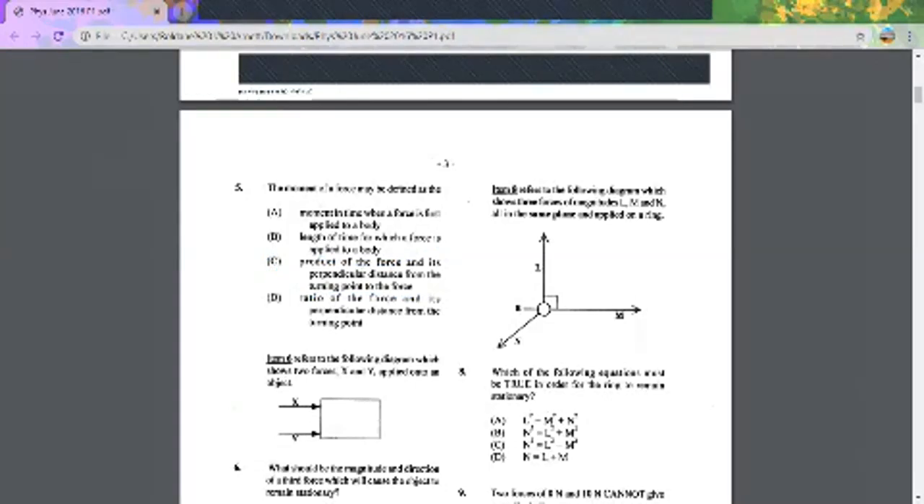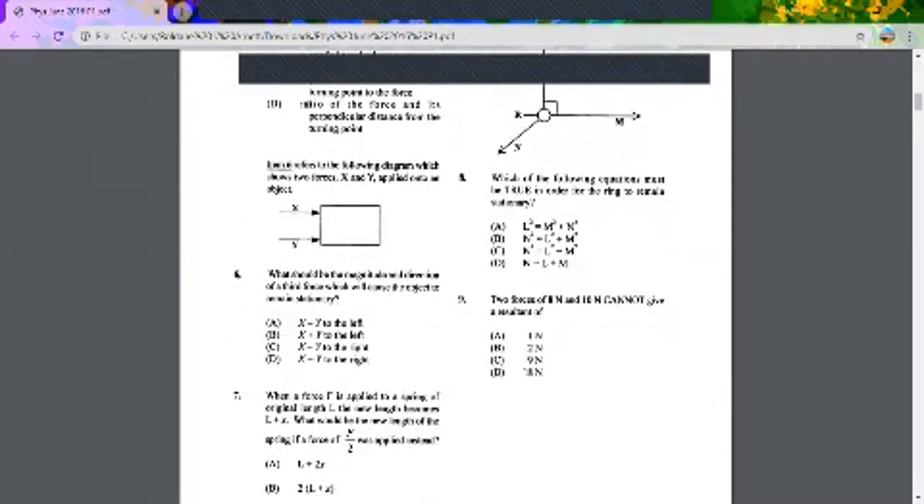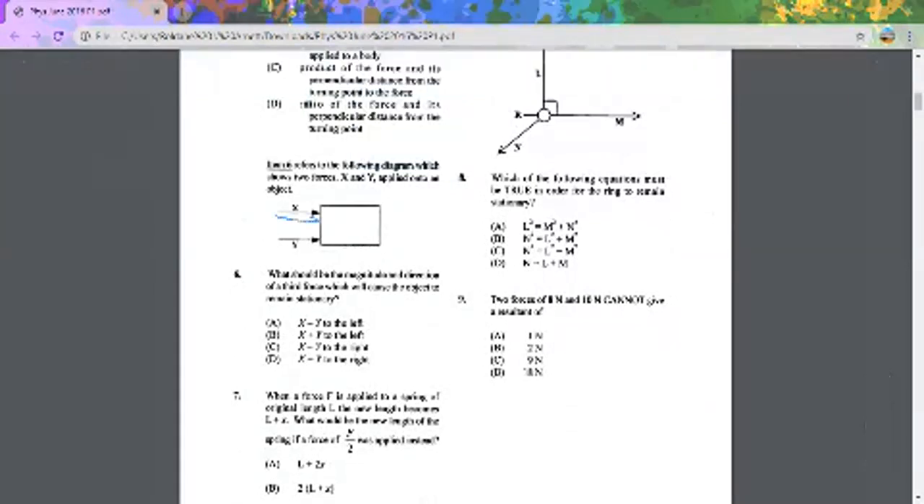Number 6. Speed up a bit. What should be the magnitude and direction of a third force which will cause the object to remain stationary? Why would the object remain stationary? We have two forces acting to the right, so X and Y. We can use this blue line to represent X and Y combined. The only way this would remain stationary is if we have another force over here acting to the left.